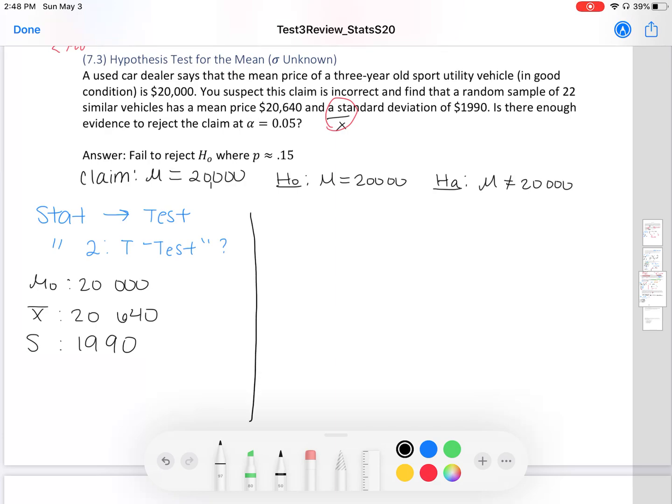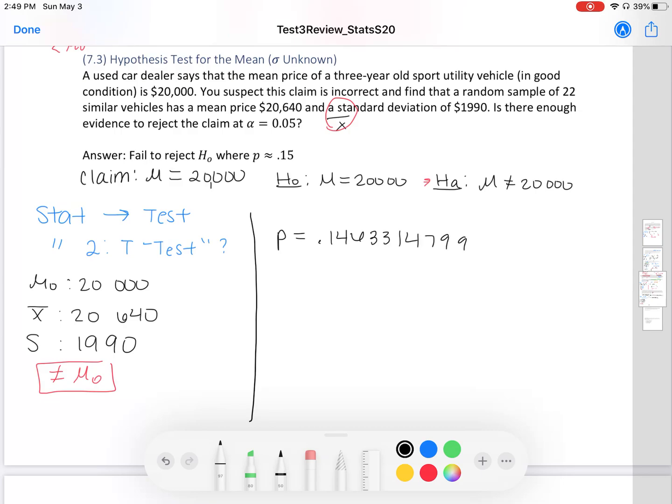and then we're going to choose an option for our test, and you always look at your HA for your test option, and it's not equal to your mean. It's a two-tailed test. So this gives us our p-value. Your calculator tells you have a p of 0.146.